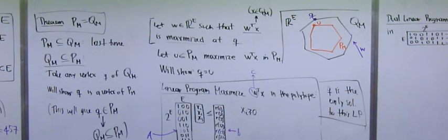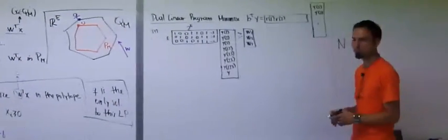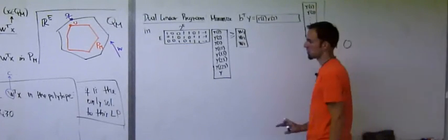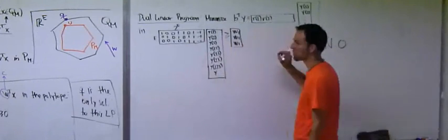Just to get the sizes right, let me call this W, W1, W2, W3, just to make it clear that it's the same size. So here's my linear program. Here's my dual linear program.